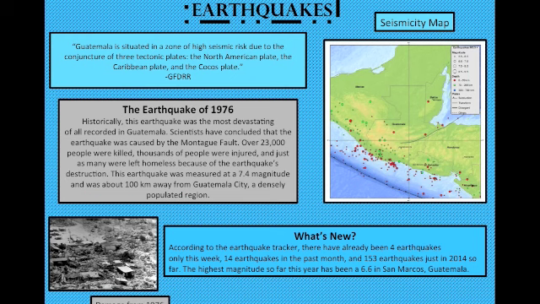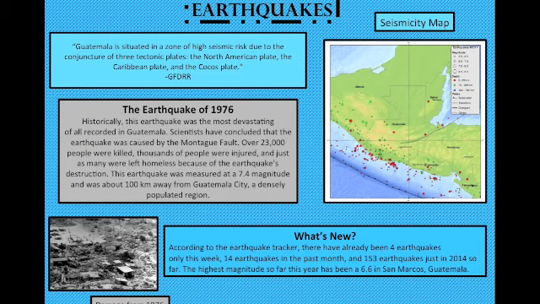Let's talk about a little bit of history. There was an earthquake in 1976 that was the most devastating that was recorded. Over 23,000 people died, and the magnitude was 7.4. There is some current news about earthquakes. There have been 4 in this past week, 14 in the past month, and 153 just in 2014, which is pretty crazy to me.